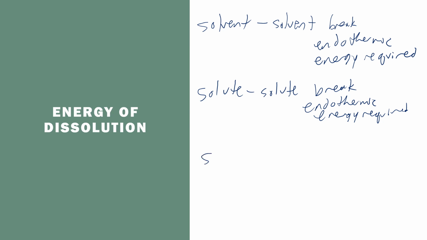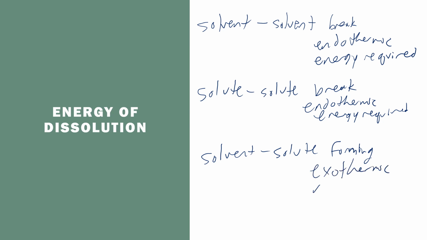And then finally, the solvent has to form new interactions with the solute. And anytime you're forming bonds, that's exothermic, which releases energy. So we say endothermic is positive because it's putting in energy. Exothermic is negative because it's releasing energy.